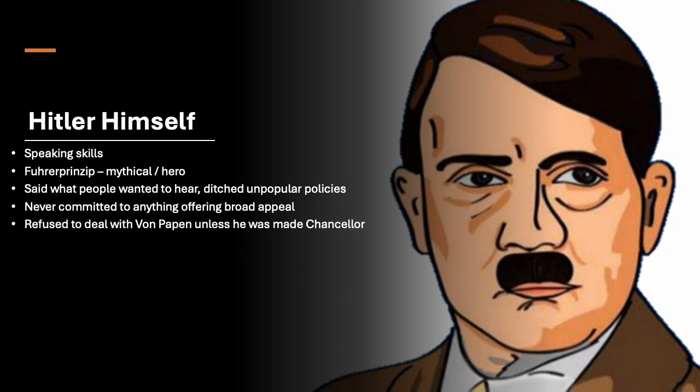And he refused to deal with von Papen unless he was made Chancellor. So he's not daft, is he? Hitler has really put himself in the position to get himself to be Chancellor. He's very decisive, unlike Brüning and other Weimar leaders. So he's everything that the people need, everything the country needs to make Germany great again. So him himself probably could do with a little bit of consideration as well.